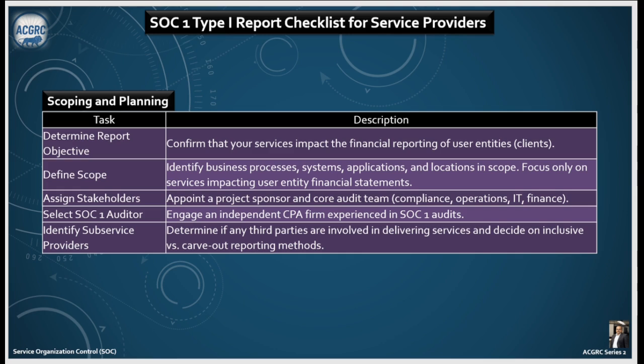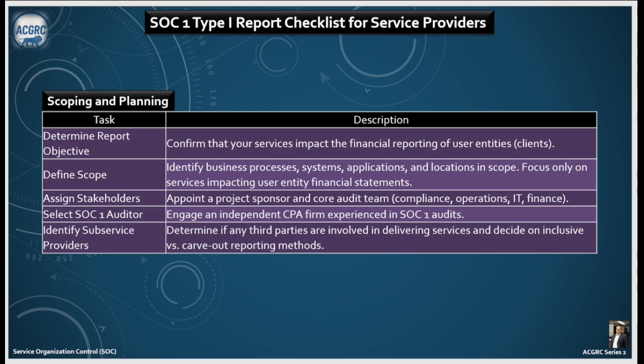Next is defining the scope. Once you are clear that your services impact the financial reporting of the user, then you start defining the scope. You identify which business processes, which systems, which applications, and what locations are in scope. Do not take a broad brush when you are doing this activity. Be very specific, be choosy, be absolutely sure that this is indeed part of the service that you are providing to your clients.